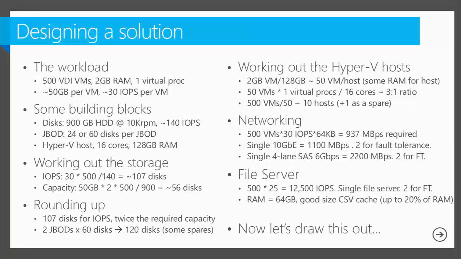Then some calculation. 30 IOPS per VM times 500 VMs divided by 140 IOPS per spindle. That gives me what?